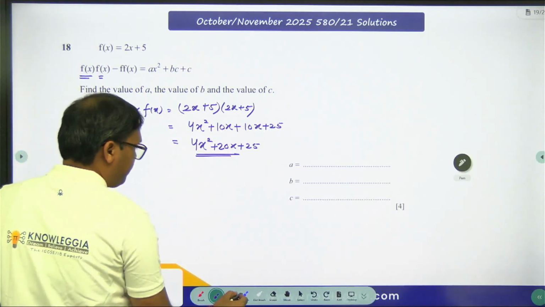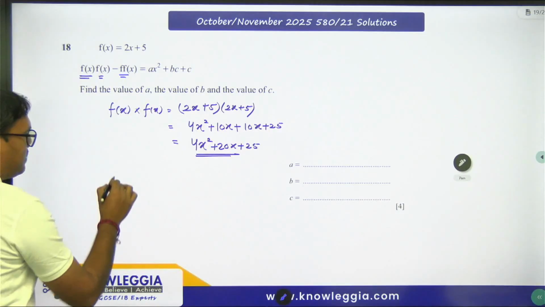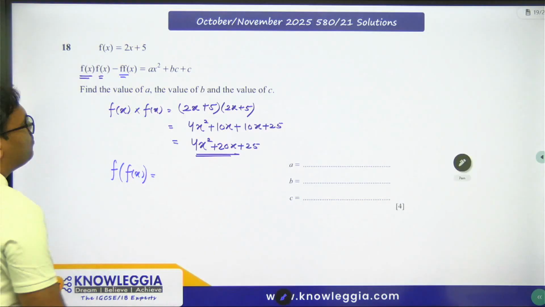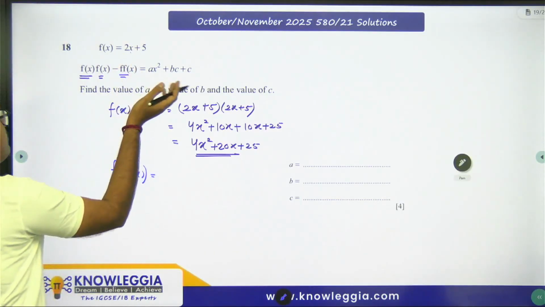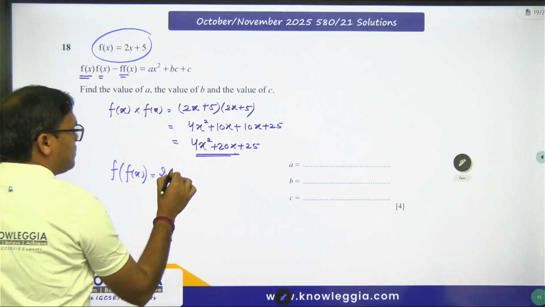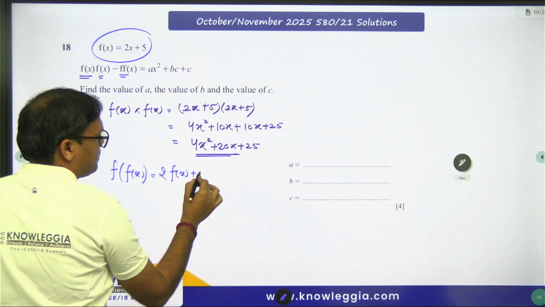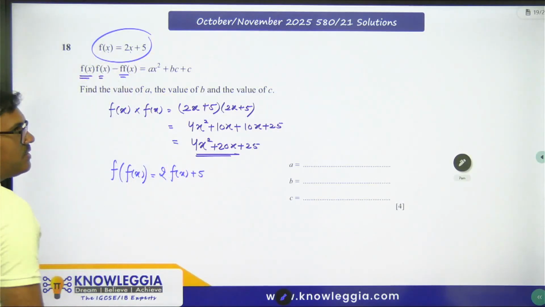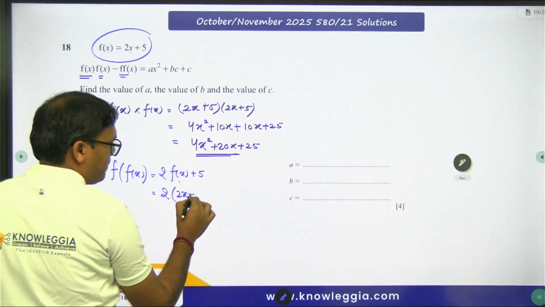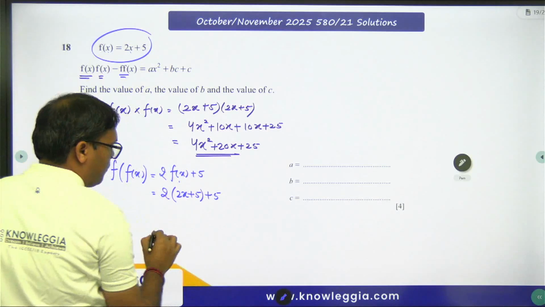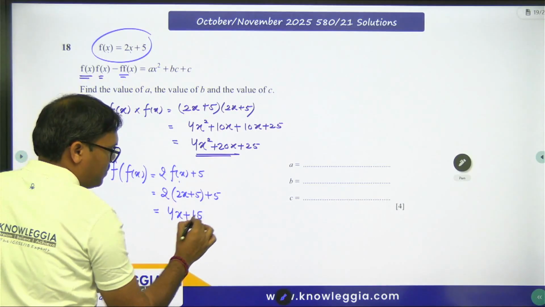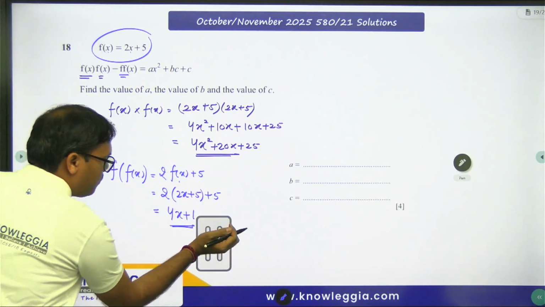Now the second thing is, you have f of fx. This is composition. F inside fx. So what we will do is, in function fx, we will put fx only. In function fx, I'll put fx. This is 2 fx plus 5. Instead of x, we'll put fx. Now what is fx? Fx is 2x plus 5. So this is 2 times 2x plus 5 plus 5. If you open this, you can clearly see this is 4x plus 10 plus 5, which is equal to 4x plus 15.